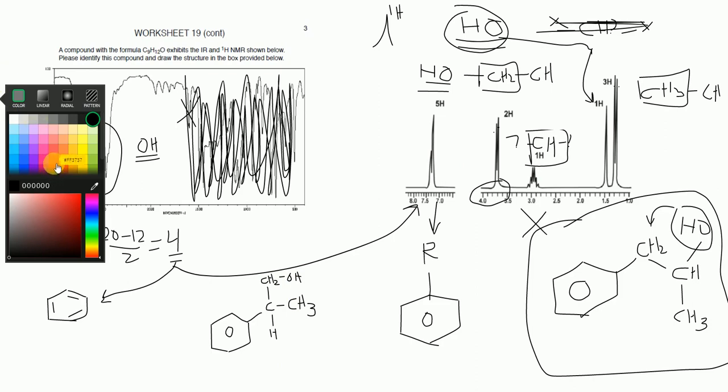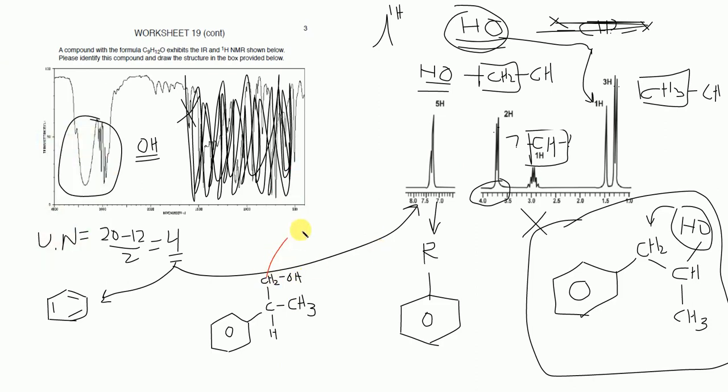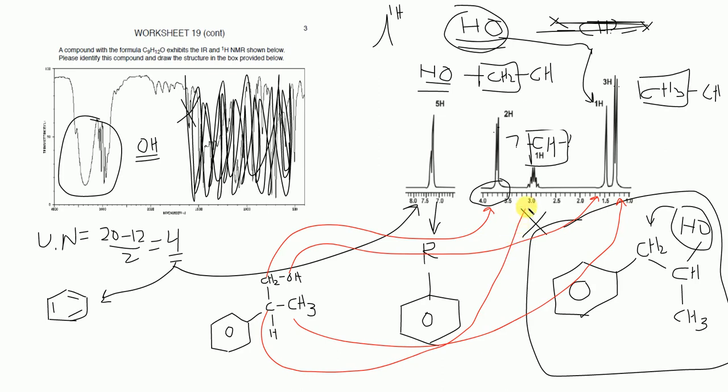So let me get the red color. So this is right here. All right. This is right there. This is right here. I hope you can see. Right there. And this one right here is that one. Okay? So I hope you can see where each one is coming from. All right? Now I'm going to move on.